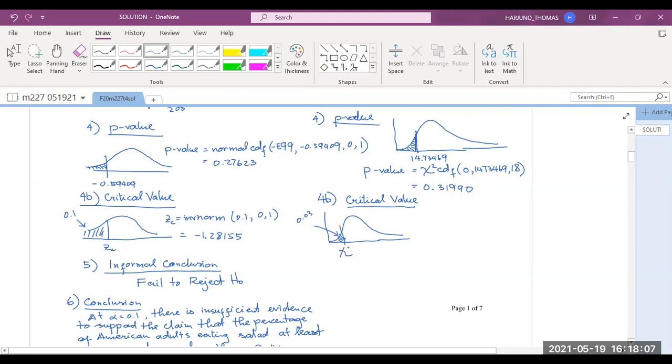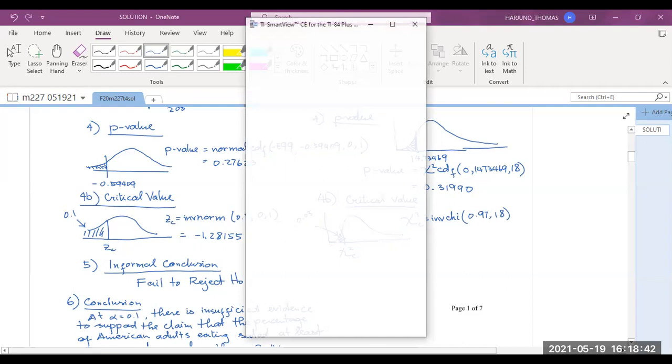So chi-squared critical will be inverse chi, the area to the right, right? Inverse chi, you do 0.97, that's area to the right, and degree of freedom 18. Okay. Now you use the program. I hope you remember area to the right, 0.97, degree of freedom 18.